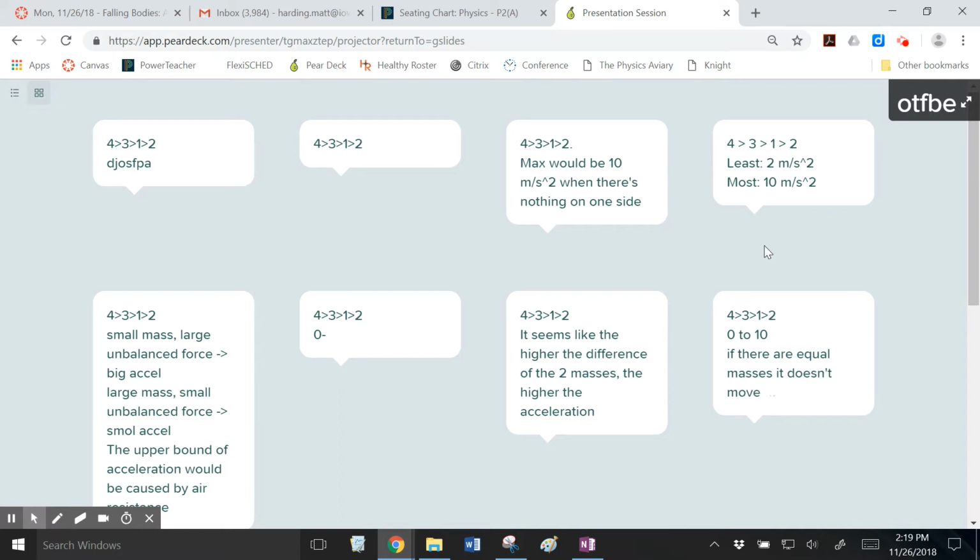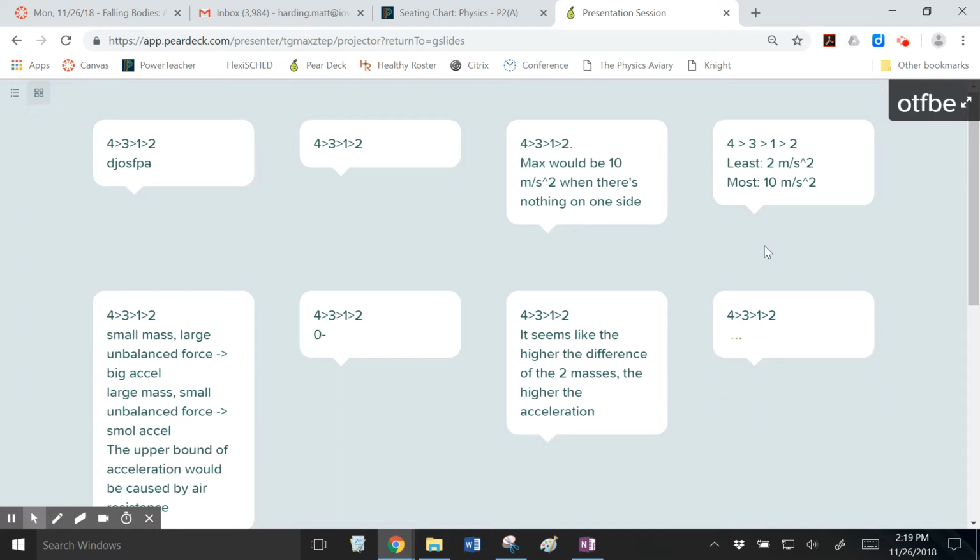How do I get an acceleration of 0? What has to be the situation here? Balanced forces, right? So if I have 250 grams on this side and I have 250 grams on this side, if I give it a push, it just kind of coasts. So acceleration of 0 if the force is balanced.